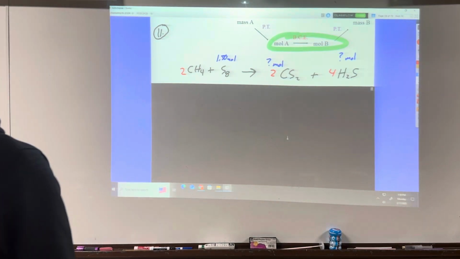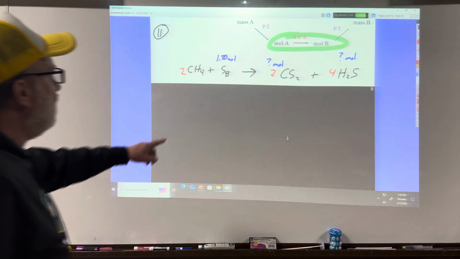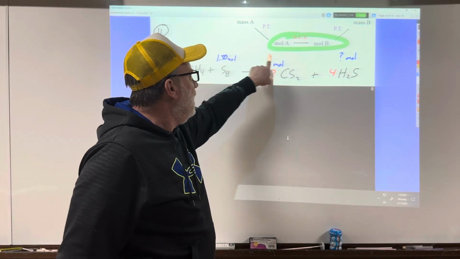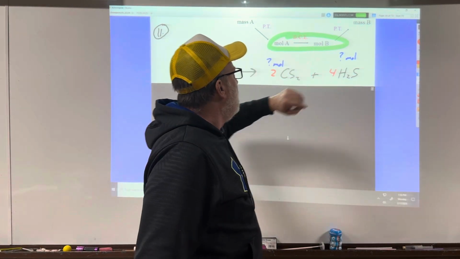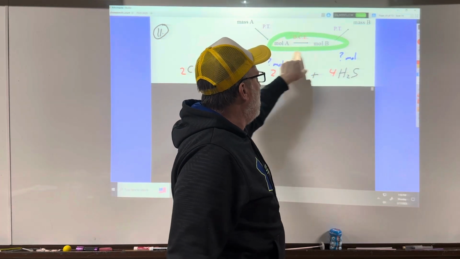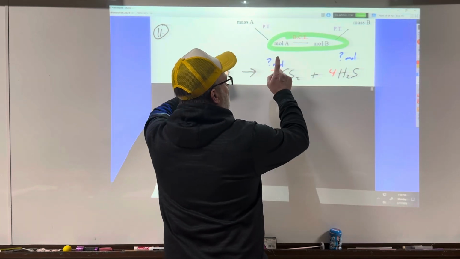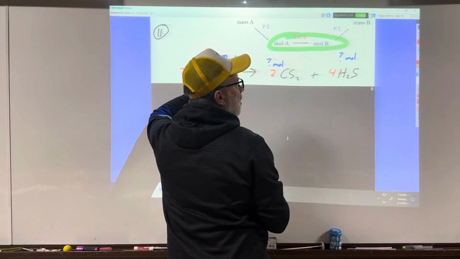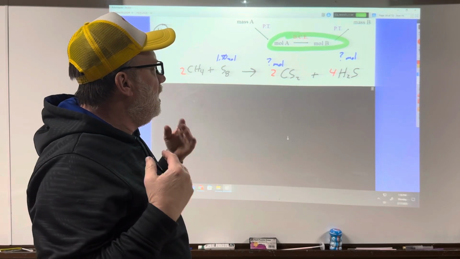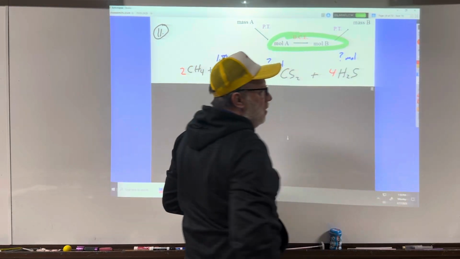Okay, in the problem, they want you to balance it. Then calculate the moles of CS2 when you have a mole and a half of this. And they want you to calculate the moles of this. So if you start with your mnemonic and you circle the part you're doing, this is playing the role of A, and this is playing the role of B, and then in a separate step, this is playing the role of A, and this is playing the role of B.